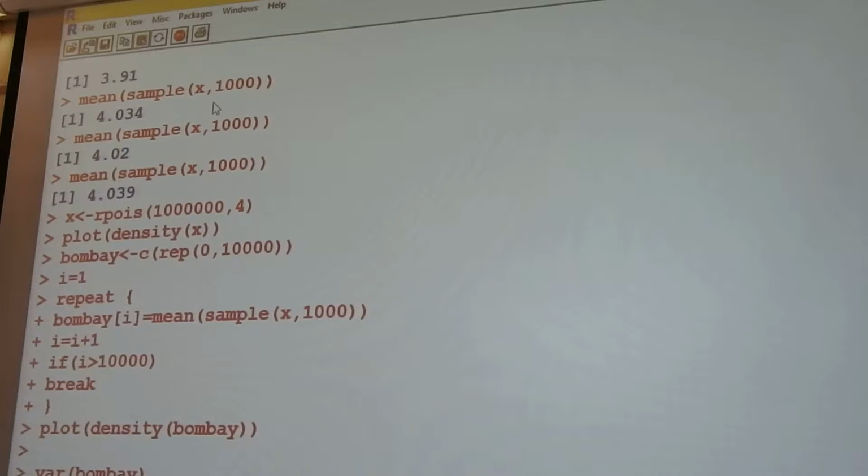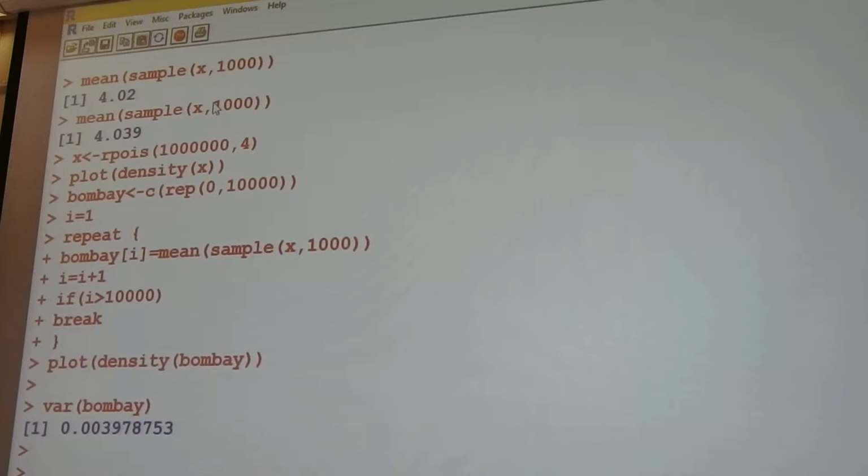Because the original variance was 4, and it is divided by 1000. 4 divided by 1000 is 0.004. So what you've seen is the central limit theorem at work, right? If you have a population and a sample of size 1000, then the sample mean will have the same mean as the population mean. It will be approximately normally distributed, and the variance will be the population variance upon n.